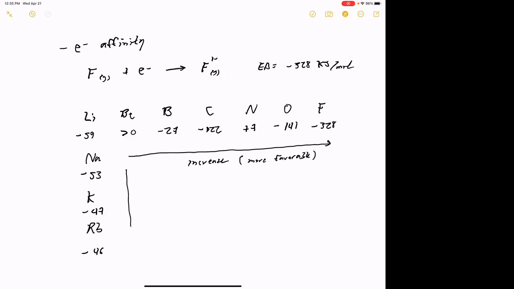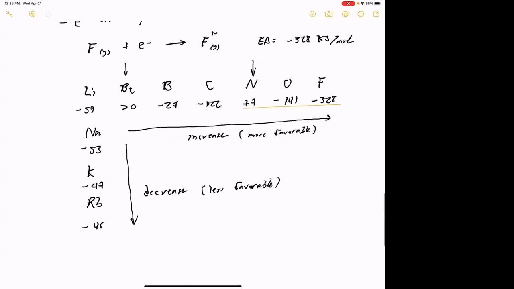What are we seeing as we move down? We're seeing a decrease or less favorable trend there. So it's getting harder to put the electron in. Okay, and again, we see a couple of oddballs there. Beryllium looks like an oddball, and we're moving more up. The other big oddball we see there is nitrogen. So we can come back and talk about those two when we get there. But why would we see a general increase across a row? Well, there's really going to be 2 reasons for that.